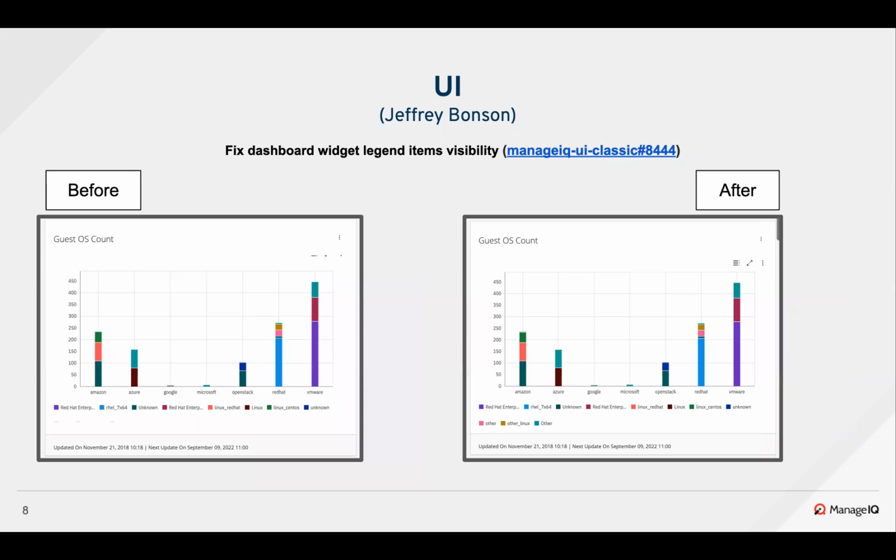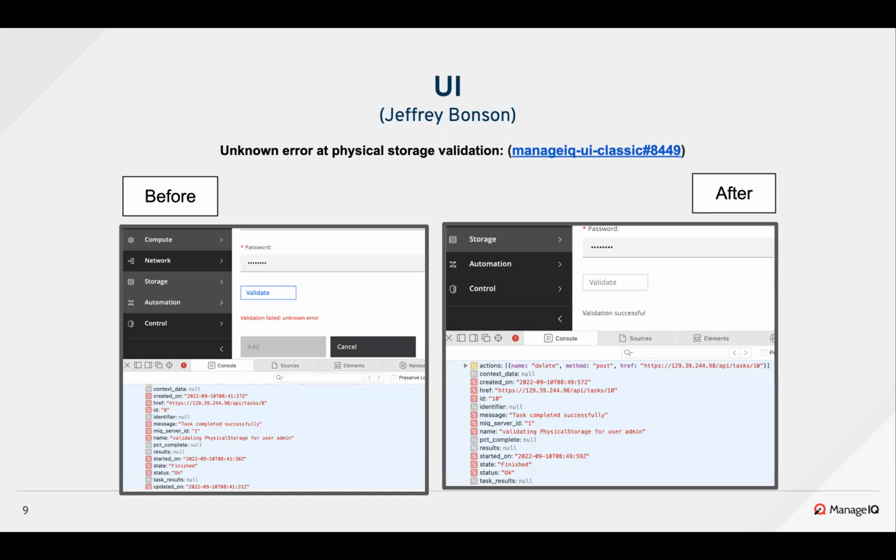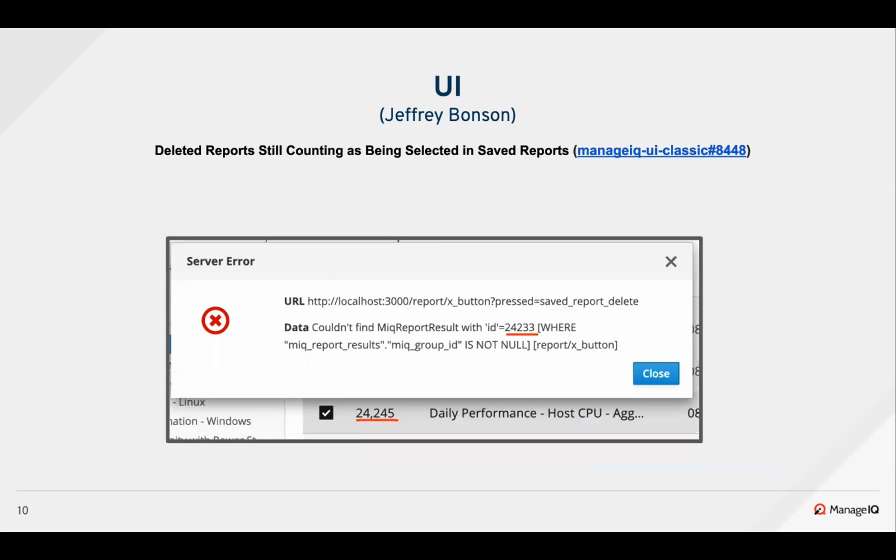Some of the chart legend items do not fit in the widget frames. This was fixed by modifying the dashboard widget style sheets. Next slide. The AutoSD team fixed the validation problems while trying to add a storage manager. Next slide.